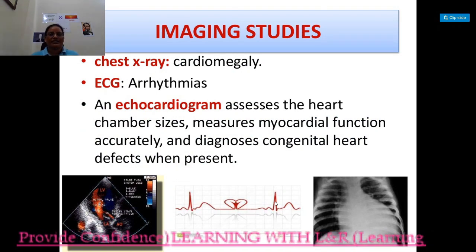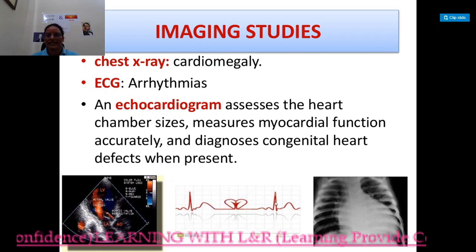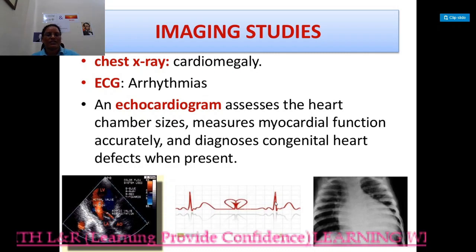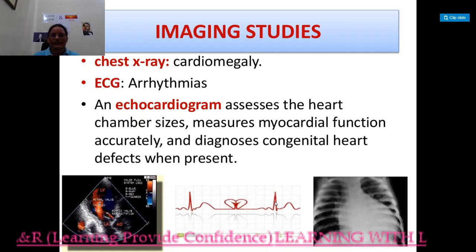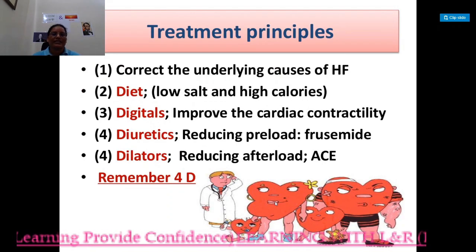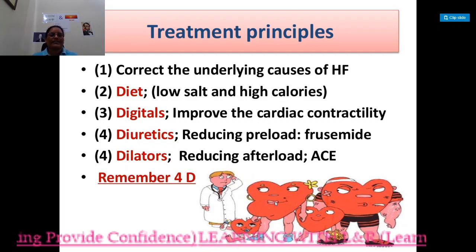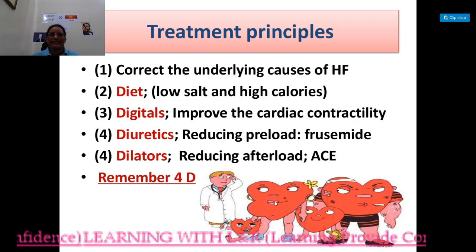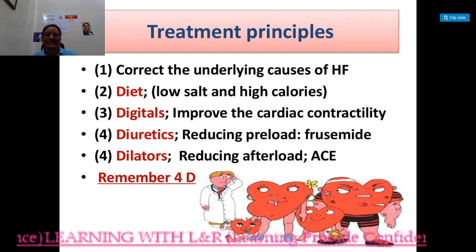Then the findings, imaging studies. Chest X-ray shows cardiomegaly, the heart size is enlarged compared to normal. ECG shows arrhythmia. Then echocardiogram assesses the heart chamber sizes, measures myocardial function accurately, and diagnoses congenital heart defects if present. Okay. Then treatment principles: correct the underlying causes of heart failure with a low salt and high calorie diet. Digitalis improves the cardiac contractility.